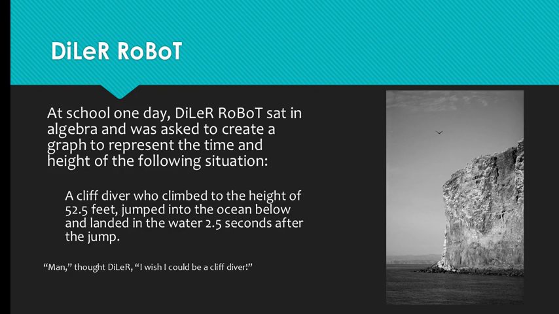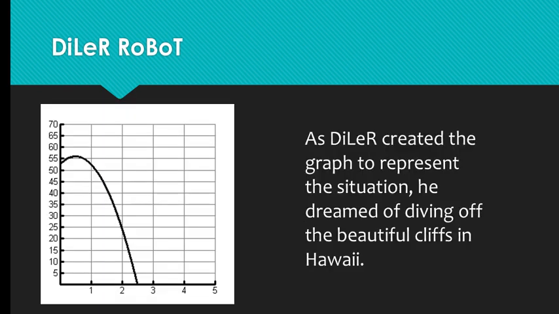At school one day, Diler Robot sat in algebra and was asked to create a graph to represent the time and height of the following situation. A cliff diver who climbed to the height of 52.5 feet, jumped into the ocean below, and landed in the water 2.5 seconds after the jump. Man, thought Diler, I wish I could be a cliff diver. He dreamed of diving off the beautiful cliffs in Hawaii.